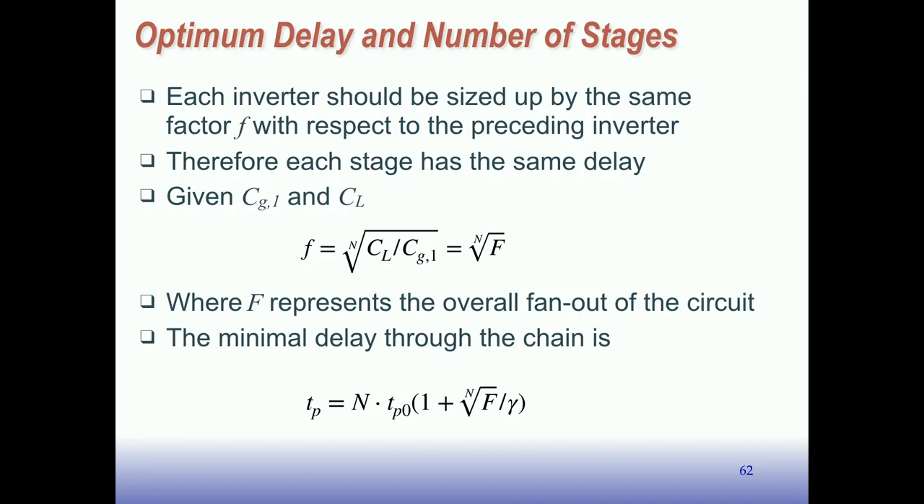So F is the total overall fan out of the circuit. If you believe this, we're going to fan out the same amount at each stage. So the propagation delay will be n times the propagation delay of each stage. Each stage propagation delay is the same, over n of those in series, so it would be just n times this. Here, that's n times the intrinsic delay times 1 plus the nth root of F over gamma.